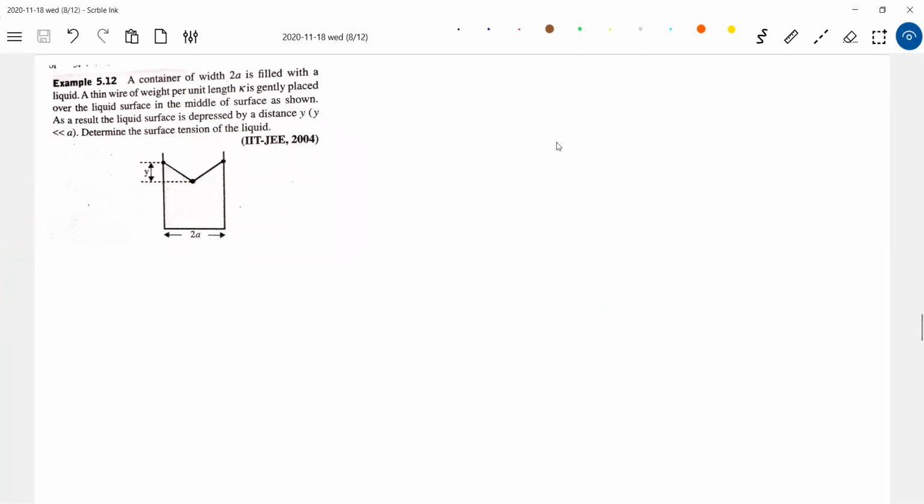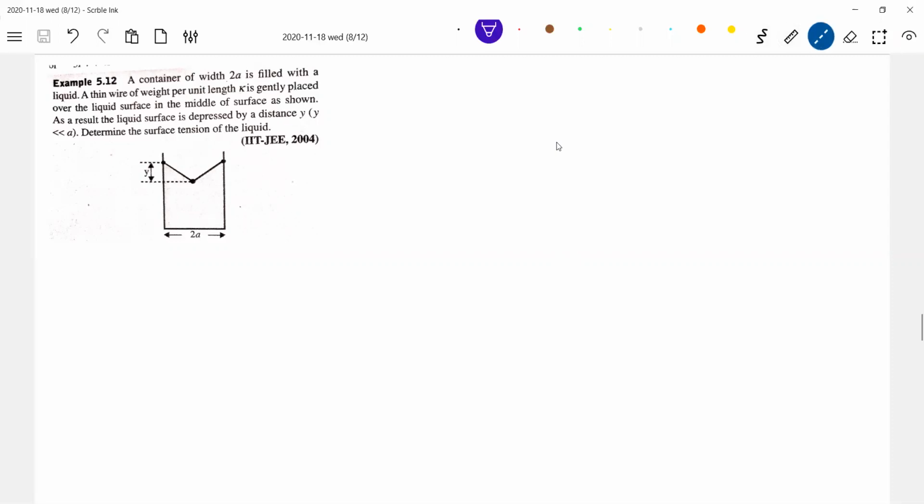There's a JEE Advanced question itself. I brought it. A container of width 2a is filled with a liquid. A thin wire of weight per unit length K is gently placed over the liquid in the middle of the surface as shown. As it is, the liquid surface is depressed by a distance y. Determine the surface tension of the liquid.